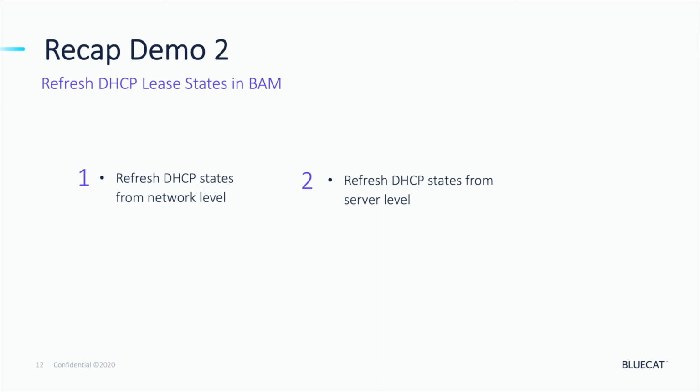Again, a quick recap on what we have seen in demo 2. We have seen that with this feature in Integrity 9.3, our customers will have the ability to refresh DHCP leases from a network level or from a server level. We have also seen that from the network level refresh, customers will have the ability to check if there is any pending refresh in case multiple DHCP lease refreshes for multiple networks have been triggered, and the date and time of the last successful lease refresh.